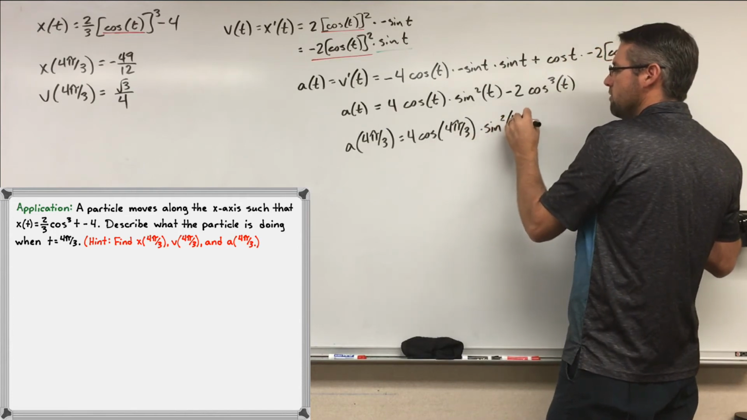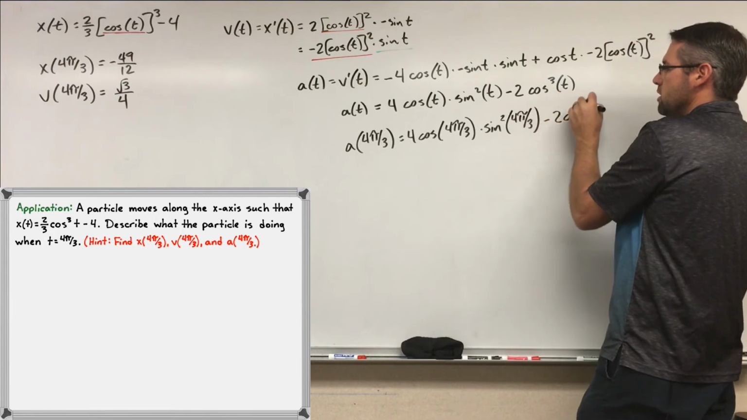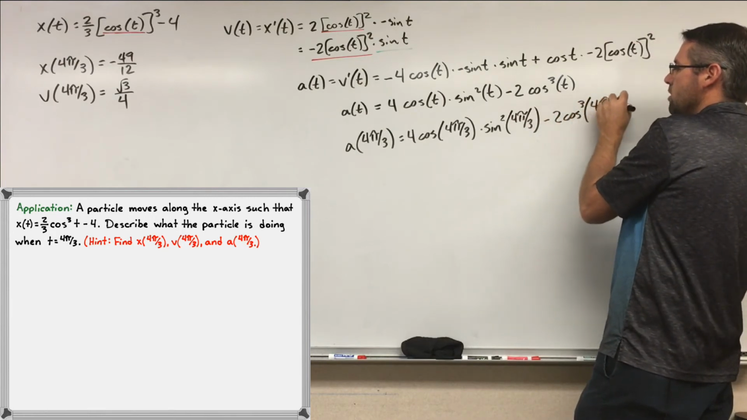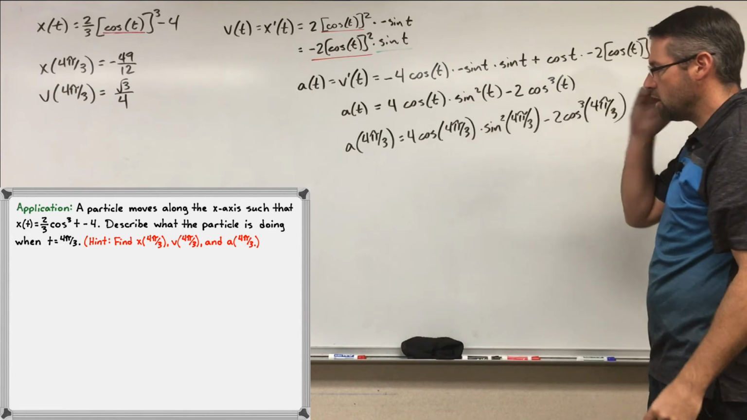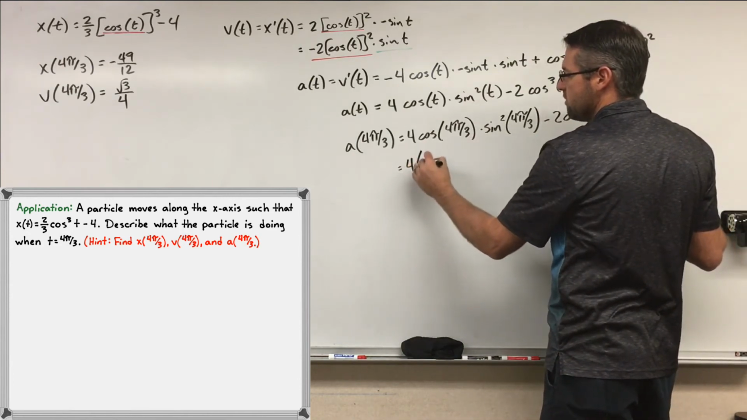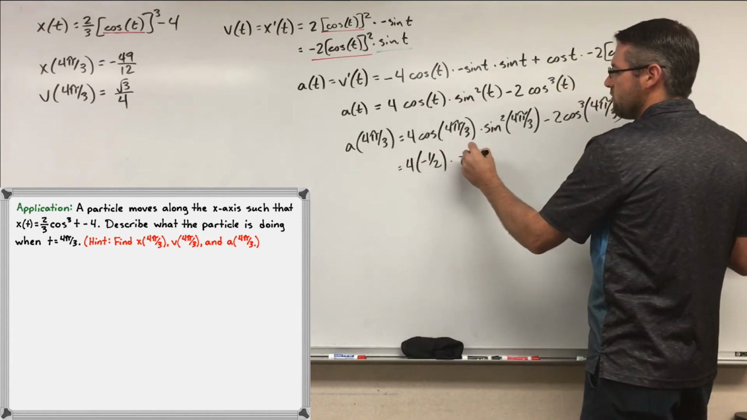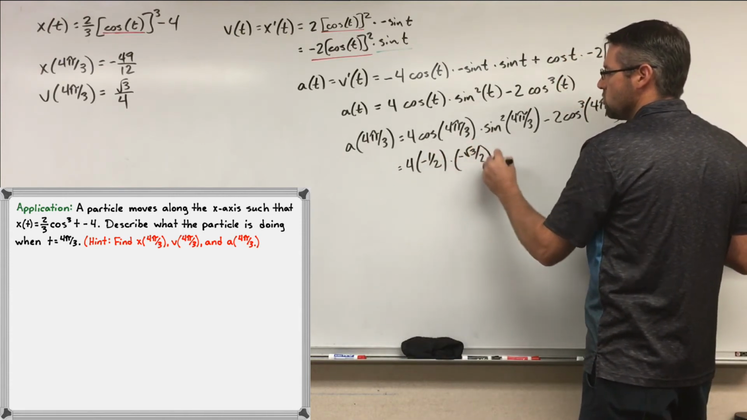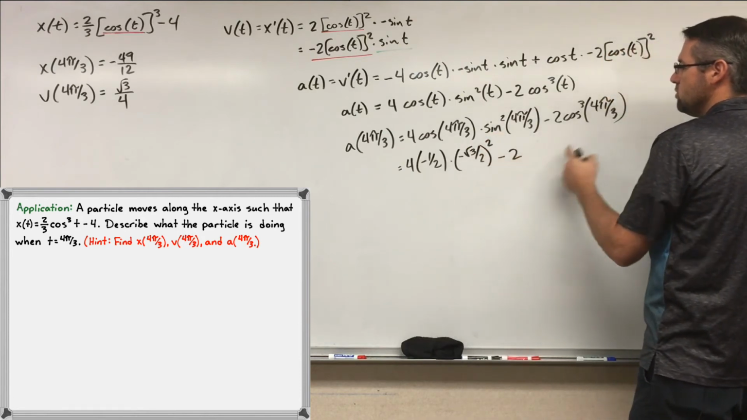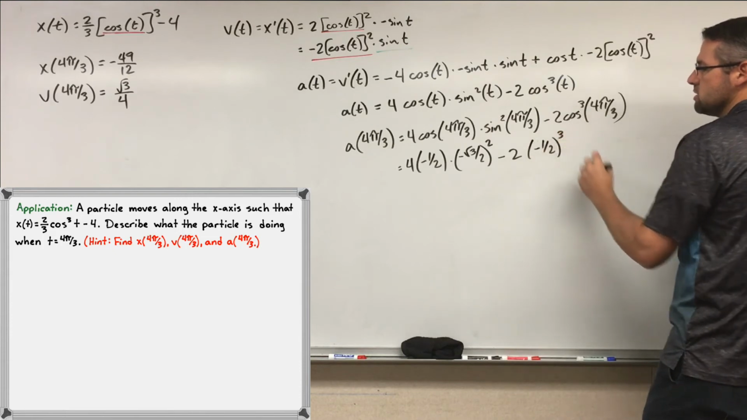Sine squared of 4 pi over 3 minus 2 cosine cubed of 4 pi over 3. Okay. Well, what's cosine of 4 pi over 3 again? That's going to be negative 1/2. Sine of 4 pi over 3 is negative rad 3 over 2, and we're squaring it. Minus 2 cosine of 4 pi over 3 again is negative 1/2, but this time we're cubing it.